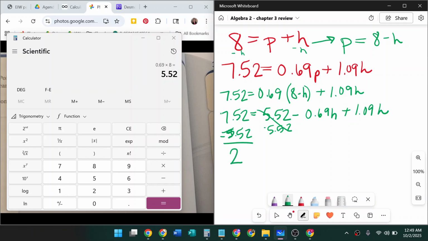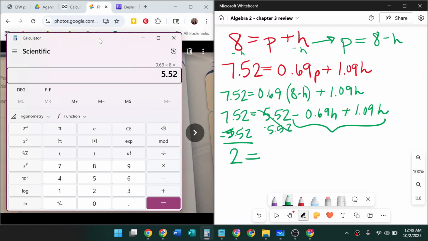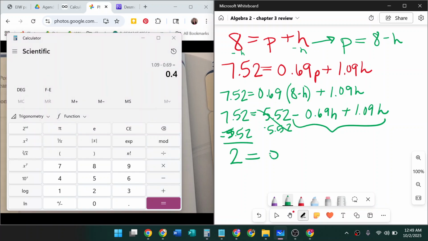That leaves a 2 equals, and then I'm going to go ahead and combine these two. And as ridiculous as this is, I'm not even going to use my brain. I'm just going to use the calculator. I know that's easy. I don't care. 0.4h. Then we just divide both sides by 0.4. And that will be h.